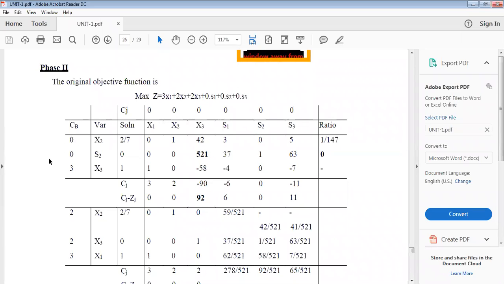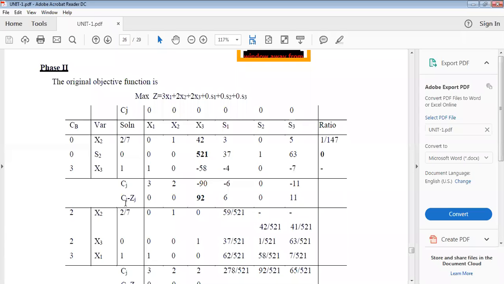2 into 0, 0 into 1, 3 into 0, automatically 0. This is 2. 2 into 5, 10. Minus 3 into 7, so 21 minus 10, automatically it becomes minus 11. So 3 into minus 7 means minus 21, 2 into 5 means 10, finally it yields minus 11.